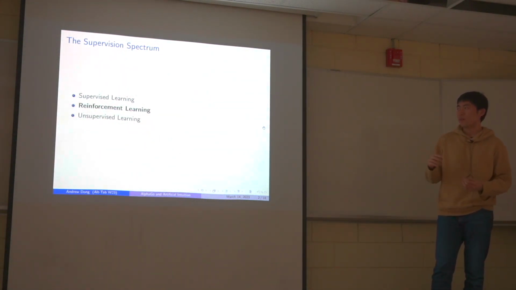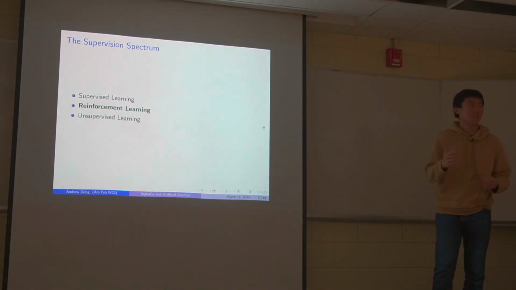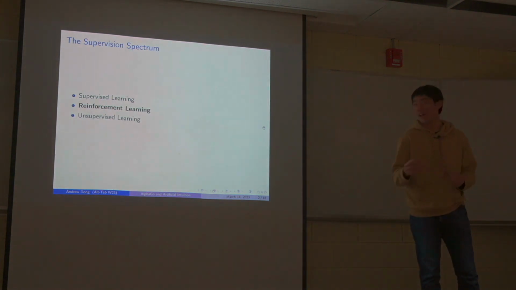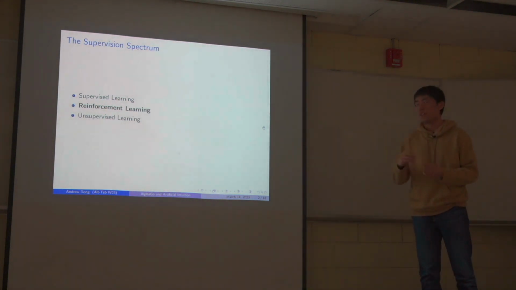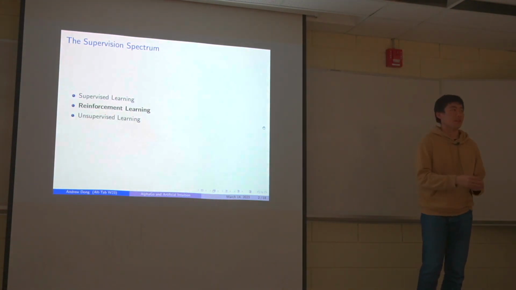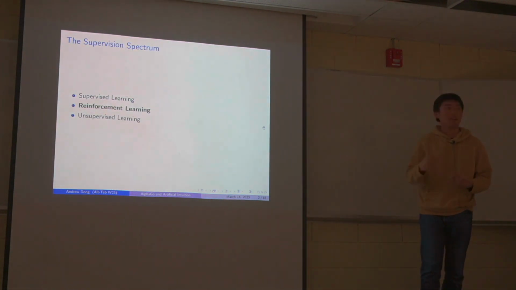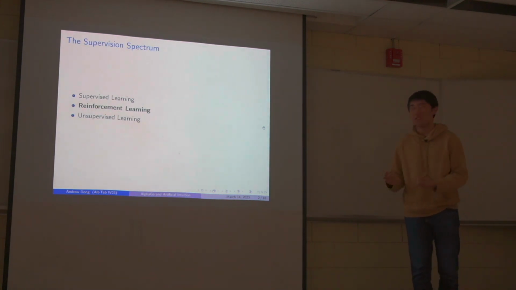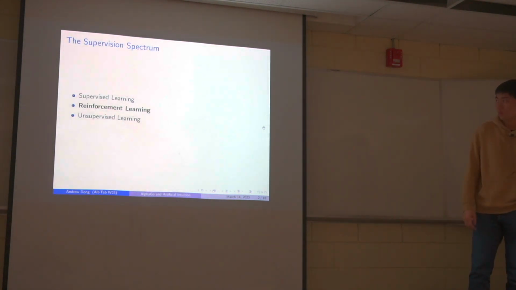Reinforcement learning is like our agent, our model, will take an action, and then it will get maybe some feedback from the environment. So in our example, in board games, we're playing a game, and then at the end we know if we won or lost. That's the feedback that the agent gets.